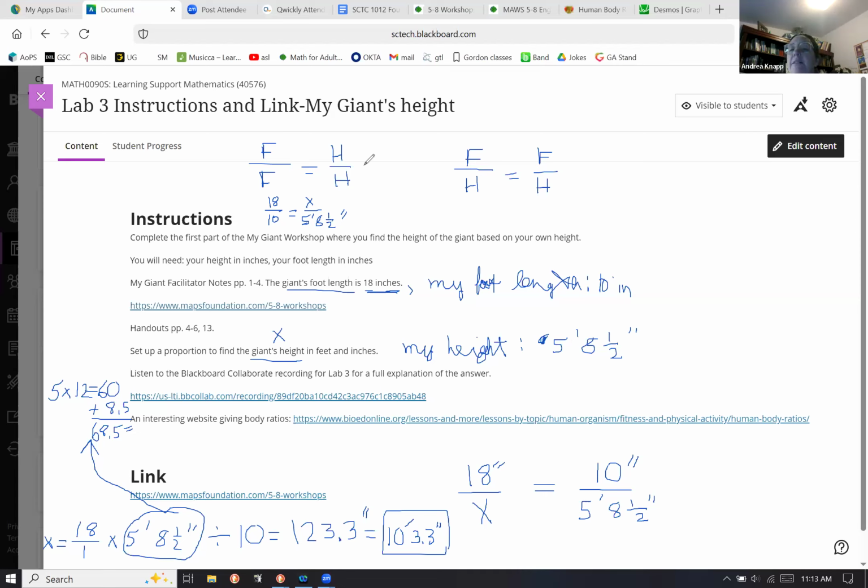The important thing is that you're consistent when you write up your fractions. So it's giant to me equals giant to me. Here we had giant's foot length to the giant's height equals my foot length to my height. So you do have some flexibility there in how you set up your proportion, but the numbers will all turn out the same, as long as you've set it up consistently.